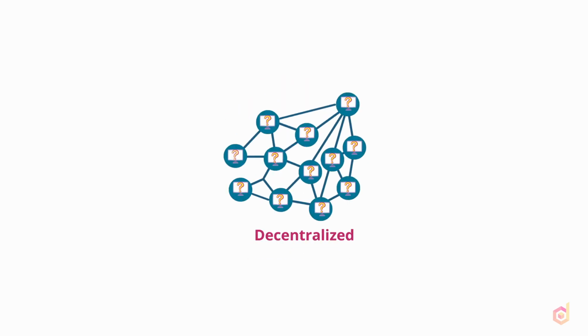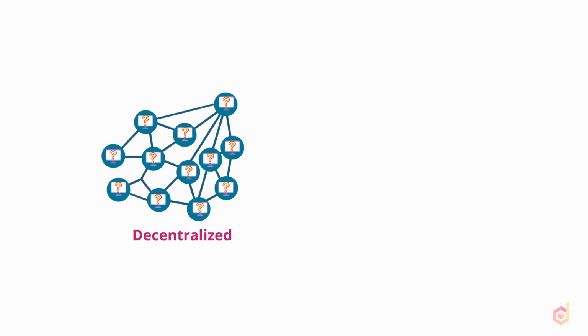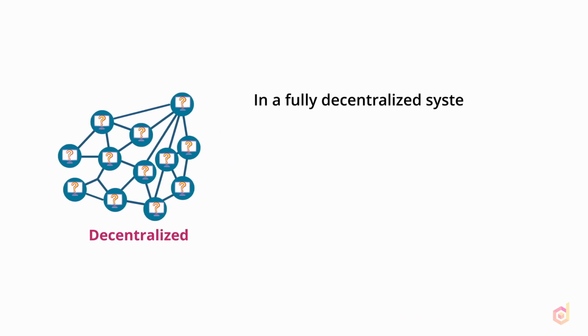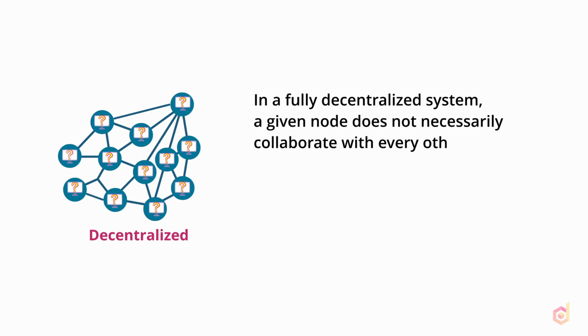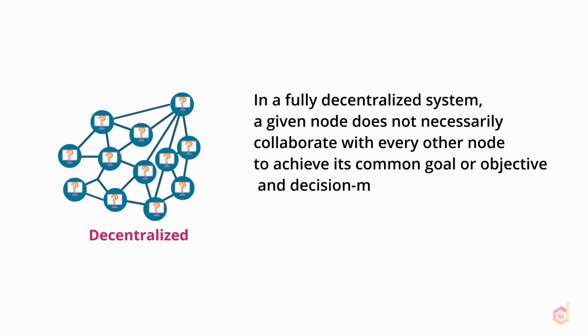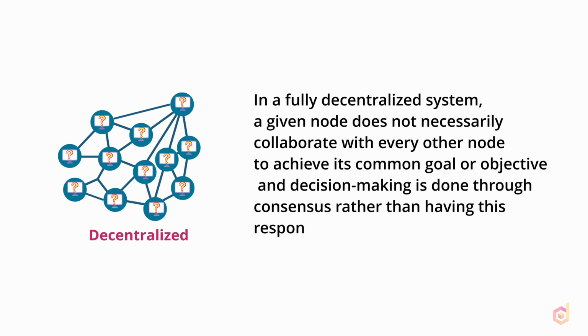Decentralization is a little different. It uses distribution to eliminate the single point of failure but modifies the concept of common goals. In a fully decentralized system, a given node does not necessarily collaborate with every other node to achieve its common goal or objective, and decision making is done through consensus rather than having this responsibility rest in the hands of a single entity.